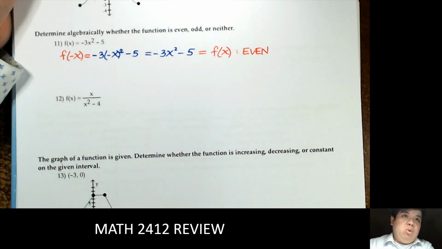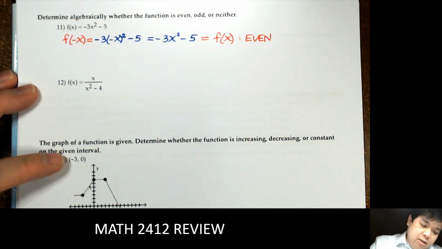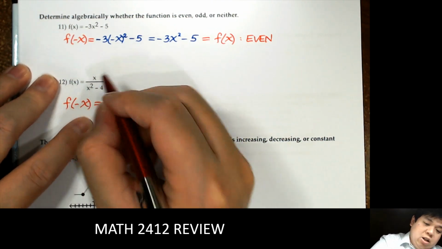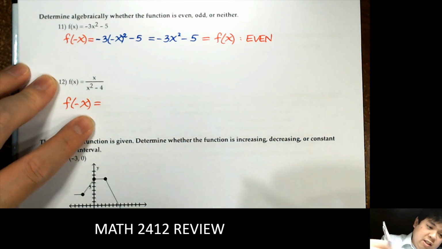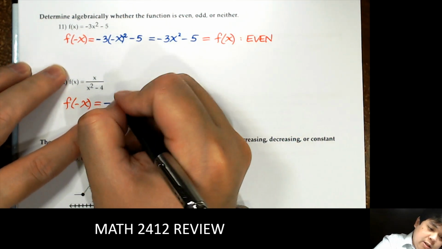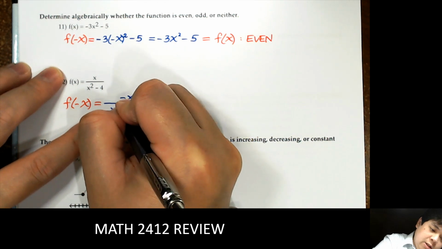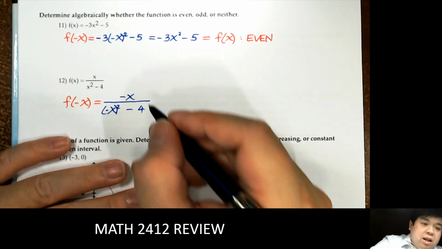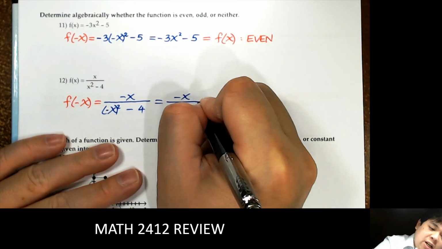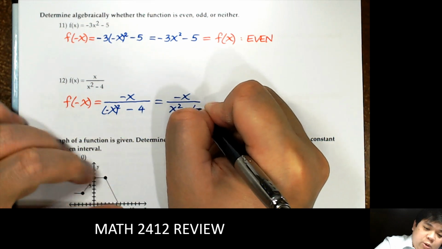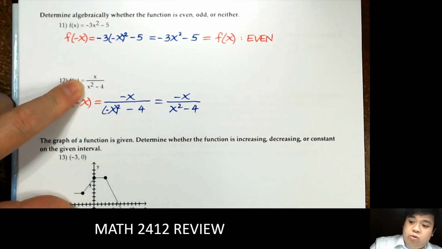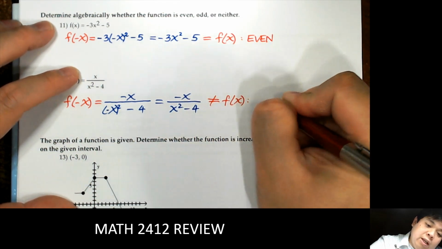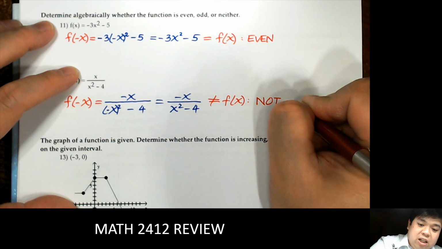The next example, we start with the same thing. F of negative x. And so we put negative x into x, which is that. Now we have negative x, negative x squared, still x squared, minus 4. Now compare this to the original function. They are not equal to the original function. So that means it is not even.